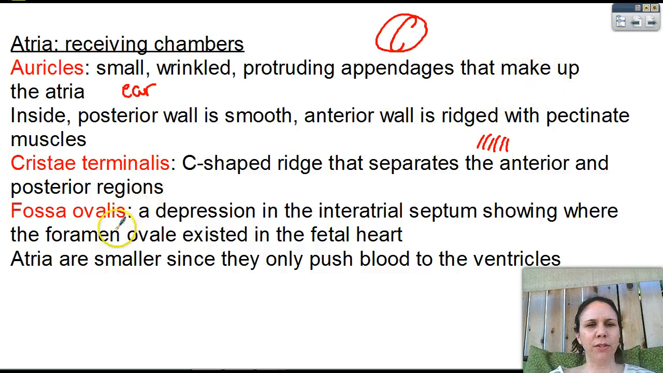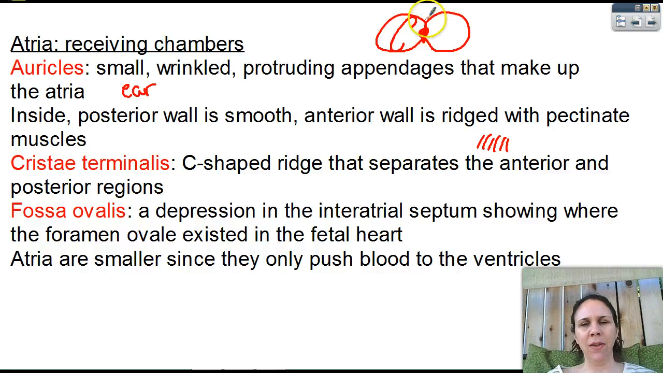And you'll also find something called the fossa ovalis. If here's the other atrium right here, there's a little depression right about there. And fossa means hole, ovalis, oval, oval hole. And what it is, it's a little depression in the septum, shows where the foramen ovale, which is a big open hole, existed in the fetal heart. Because remember, you didn't use your lungs as a fetus, the blood went straight from one atria to another. And so there was a hole right here, and then when you're born, within the first few seconds, it closes up nice and tight. If it doesn't, then they have to surgically repair it.